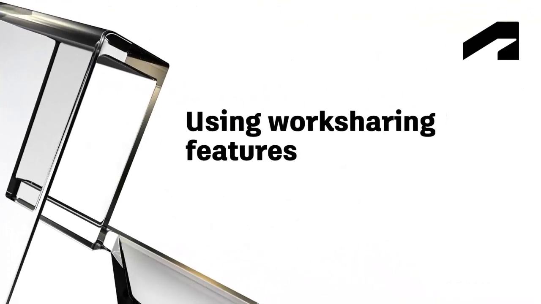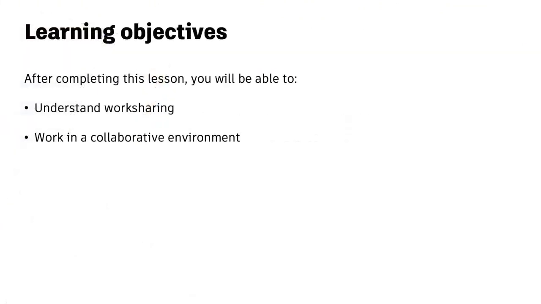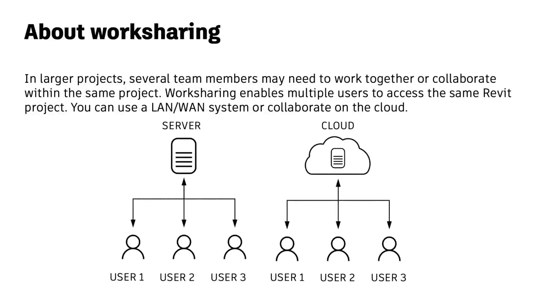After completing this lesson, you'll be able to understand work sharing and work in a collaborative environment. The objective domains covered are 4.1G, Apply Work Sharing Display Modes to a View, and 5.2A, Understand why work sharing features are used. In larger projects, several team members may need to work together or collaborate within the same Revit project. Work sharing enables multiple users to access the same Revit project and file. You can use a local area network or a wide area network system, or collaborate on the cloud.